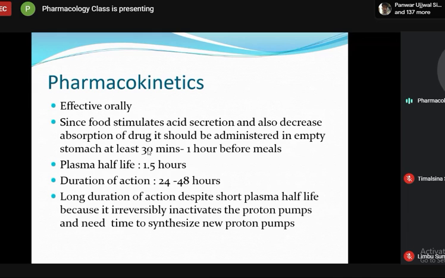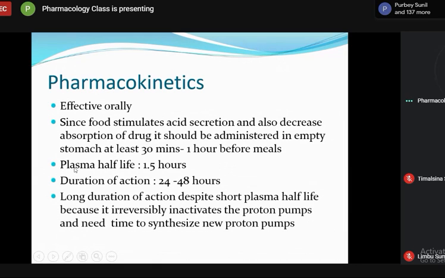Now the pharmacokinetics. They are effective orally. Proton pump inhibitors are usually given at least 30 minutes to 1 hour before meals. Why? Because food stimulates the acid secretion and also decreases the absorption of the drug. So it should always be used on an empty stomach.